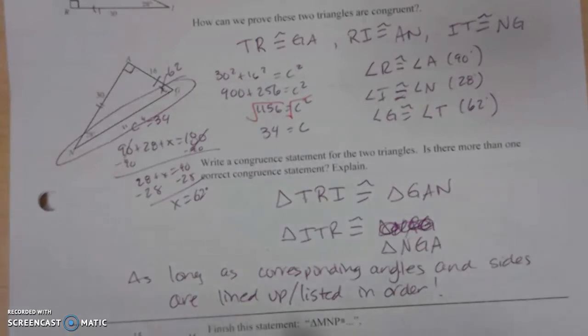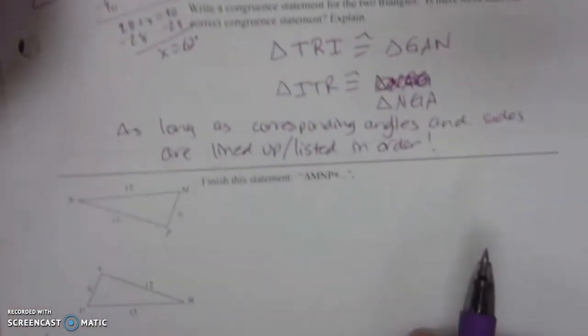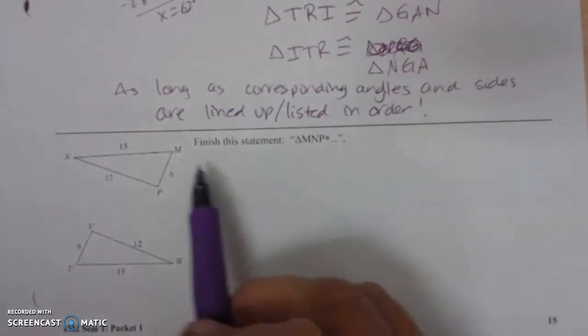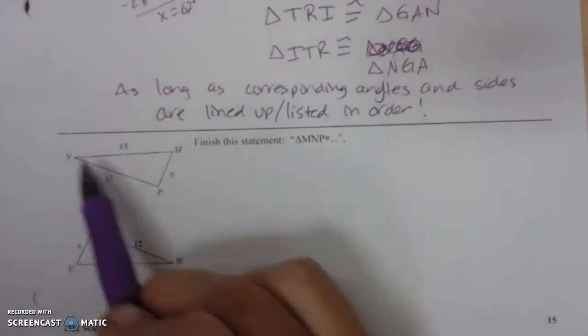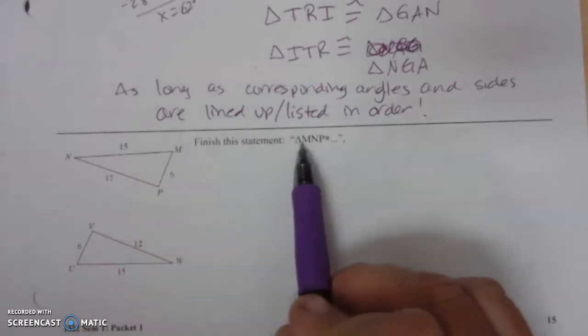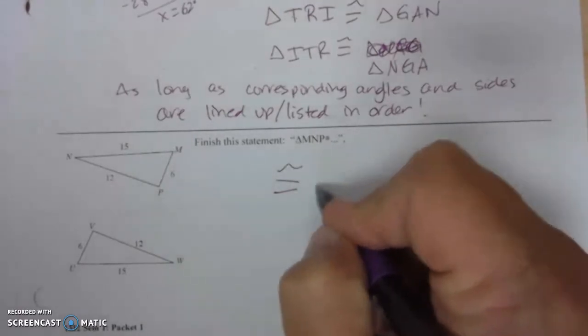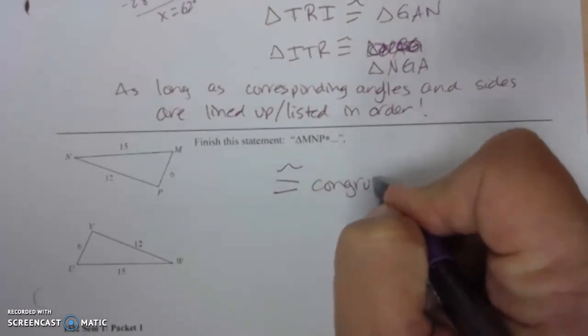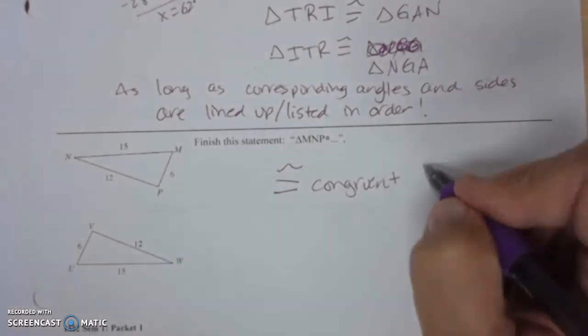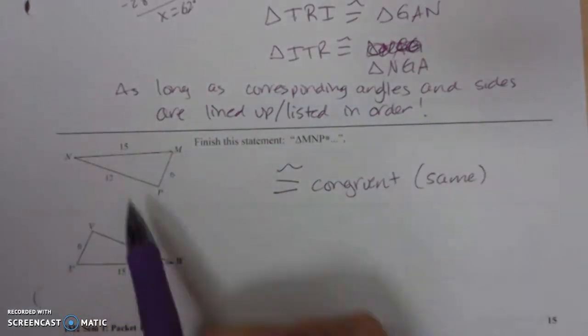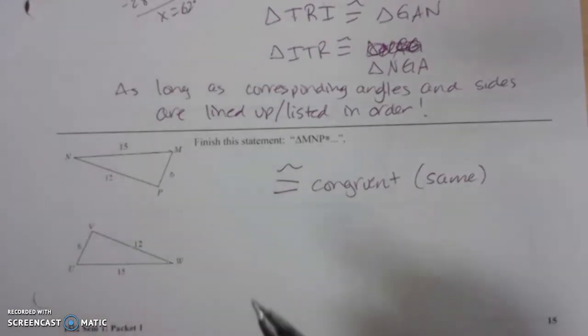So with the idea that the letters have to be lined up, let's see if we can finish this statement. This says that triangle MNP is congruent. This little symbol right here means congruent. Okay, but then we know that congruent means that things are the same. So MNP lines up with what? Well, sometimes it's kind of hard.